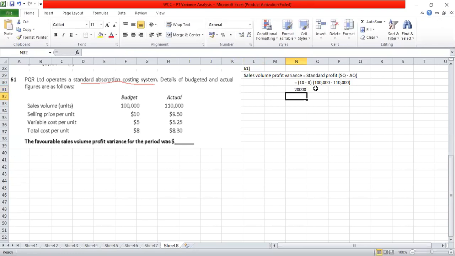Is this favorable or adverse? It is favorable. Anyway, it's also mentioned. It is favorable because the number of units sold are more than what was planned. So 100,000 minus 110,000.